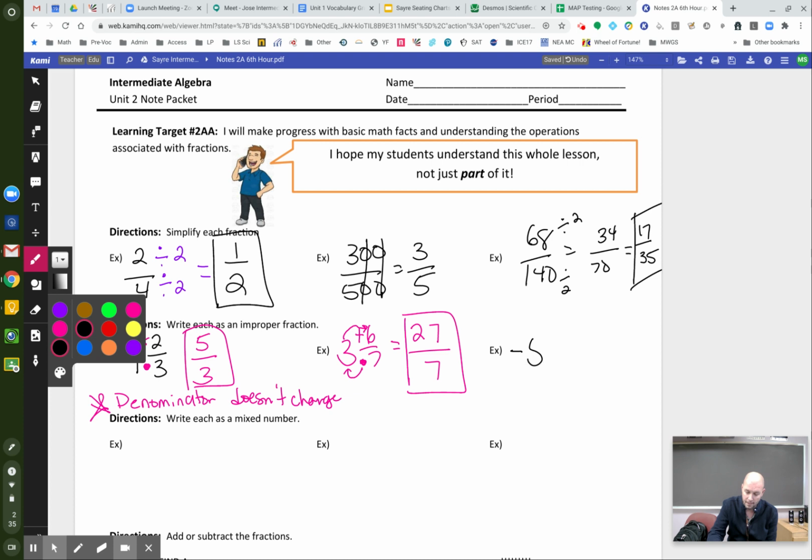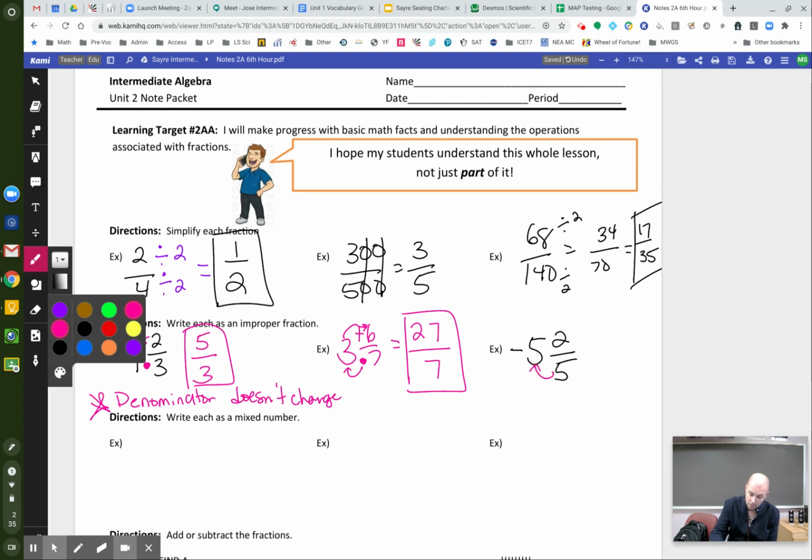All right, and the last one of these, this one is just one little change. This is -5 and 2/5. Okay, same process though. I'm still going to multiply and add. So 5 times 5 is 25, plus 2 is 27 over 5. However, one thing that I can't forget is I have a negative out here. It doesn't change. The negative doesn't go away. It stays there. So I'm going to have -27/5. Okay, and that's my answer for that one.